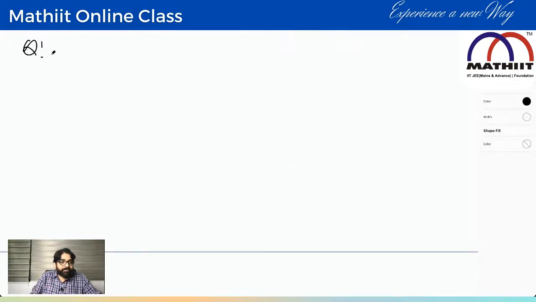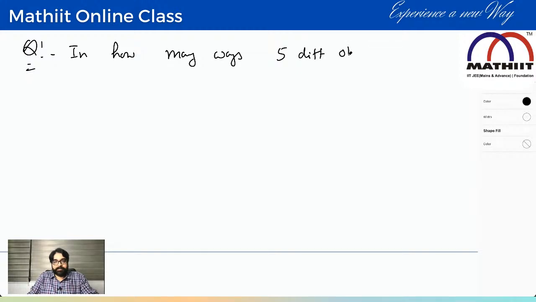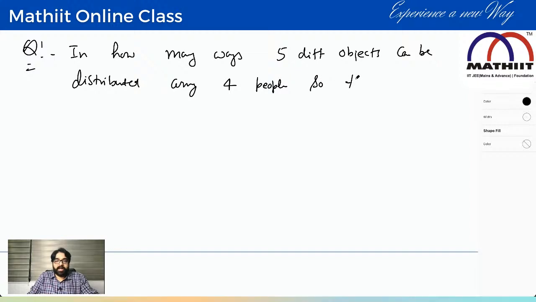For example, write a question: in how many ways can 5 different objects be distributed among 4 people so that exactly one person gets 0 objects.